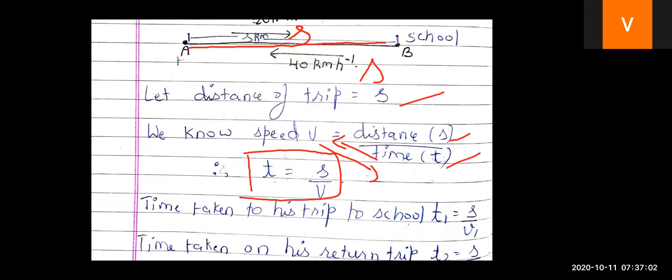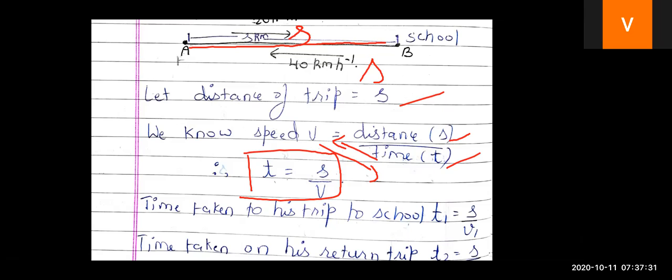So we need to find out average speed. And for average speed, we know the formula, that is total distance by total time. So total distance, we know the distance from home to school is S, and the distance from school to home will also be S because it's following the same path, right? So S plus S is 2S. But total time, that we don't have.